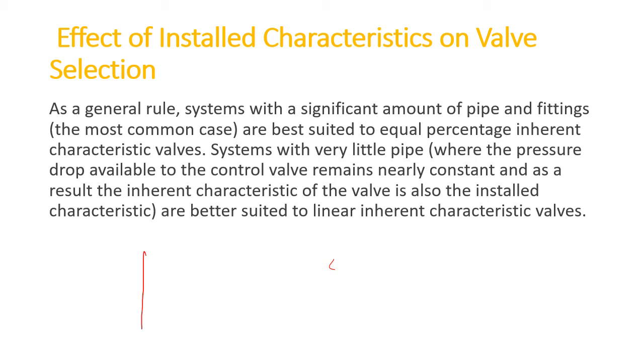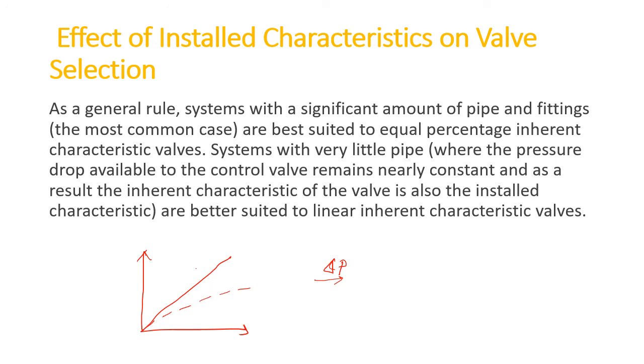What I mean to say is that if you have a linear inherent characteristic, and you are installing the valve in a situation where the delta P is varying, then if you install a linear valve, what will happen? The installed characteristics become something like this, which is no longer linear. But we always want the valve response to be linear for better controllability. So if we have a situation where the delta P is varying drastically, we should not use the linear valve.